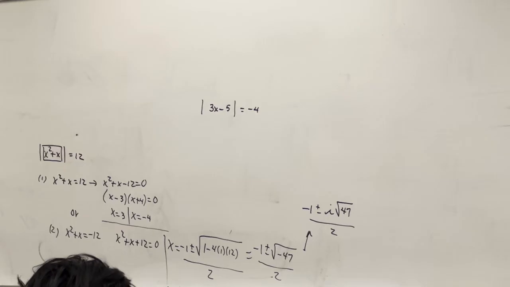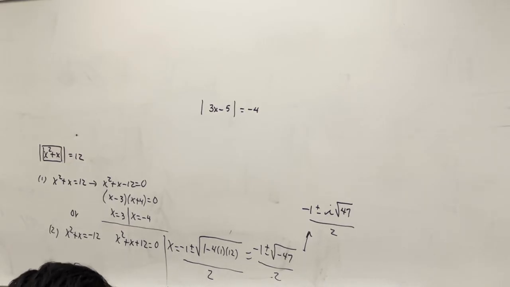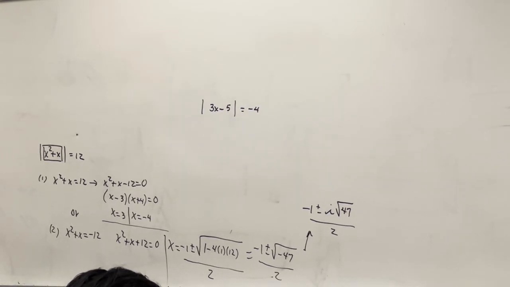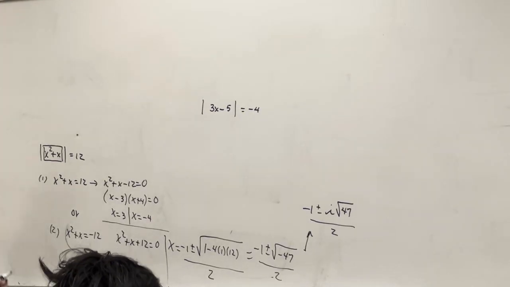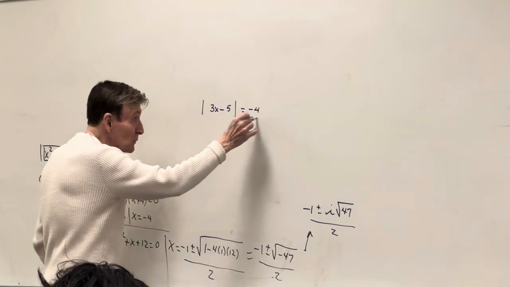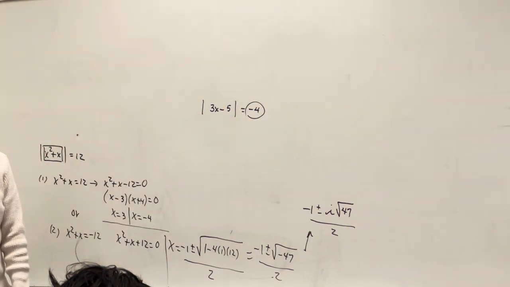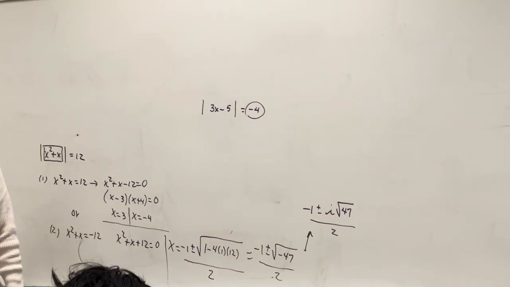No need to pick up pencils. Can't solve it. Why can you not solve this? No solution. I mean, no i, in fact, nothing. It's impossible. How on earth can absolute value be equal to a negative? No solution.